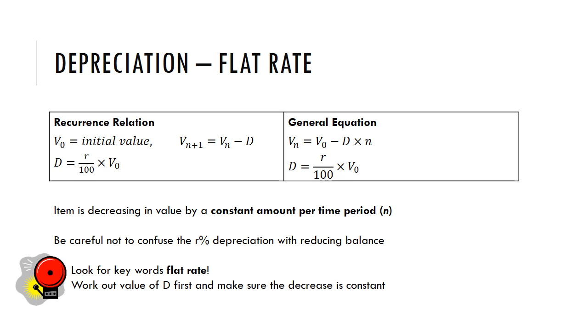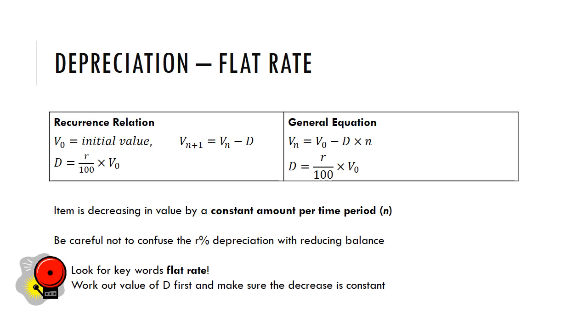So looking at some key examples of each of these recurrence relations in relation to our first area, which is depreciation. So with flat rate depreciation, this is when we're talking about an item that has a constant amount of decrease in value over time.